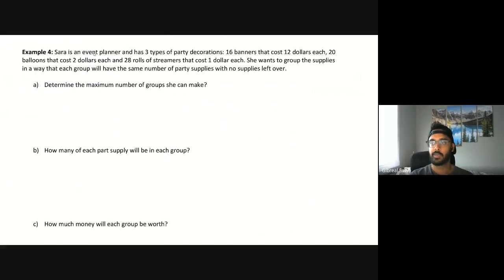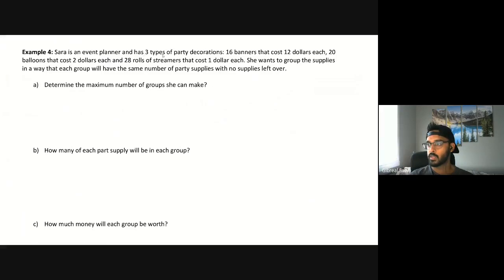So this person is an event planner, 3 types of party decorations, 16 banners that are $12 a piece, 20 balloons that are $2 each, and 28 rolls of streamers that cost $1 each. We want to group those supplies in a way that each group will have the same number of party supplies with no supplies left over. We're asked to determine the maximum number of groups we can make. And remember that in the groups, we want the same number of party supplies that have none left, right?